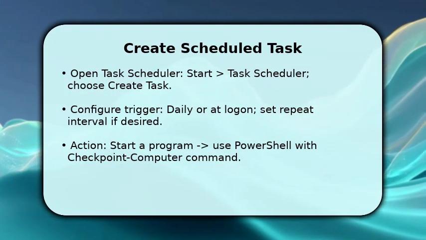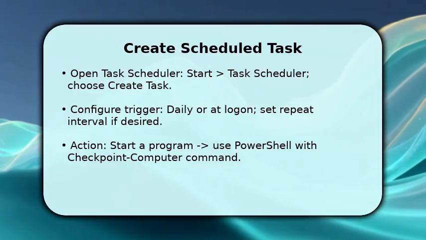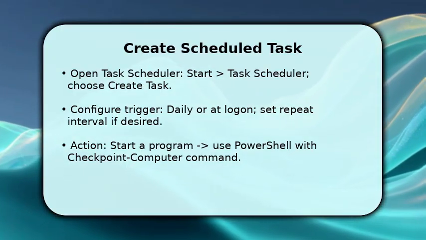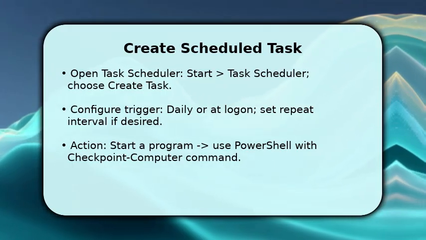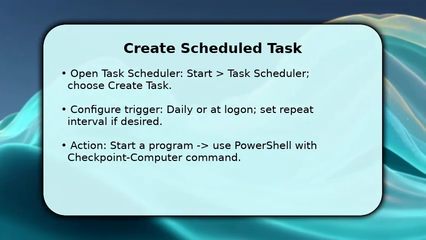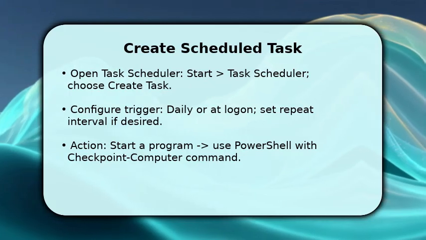Next, you create a scheduled task that runs the Windows checkpoint command. Open Task Scheduler and choose Create Task. Name it something like Auto Restore Point. Under Triggers, add a daily trigger or choose At Logon, depending on when you want points.